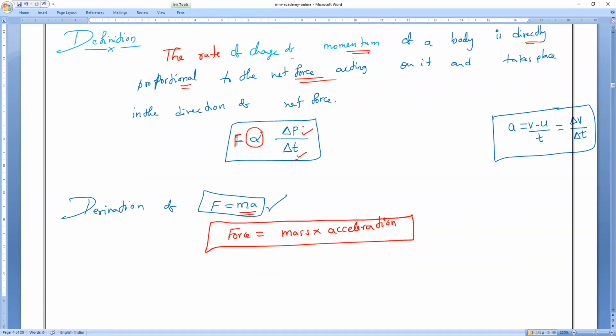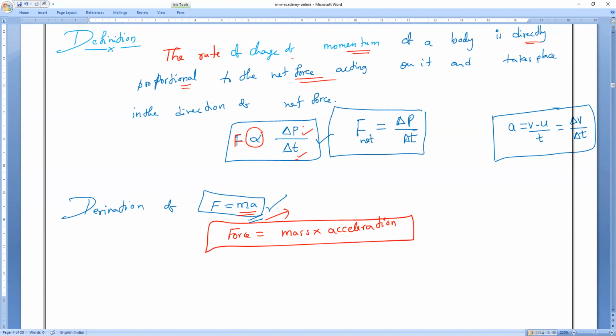Now listen. This is the standard equation of Newton's second law, but this equation is not always true in many cases. In 11th class you will study that. So the most standard equation, which always remains true for Newton's second law, is F equals dp by dt. This is the most standard equation for Newton's second law.